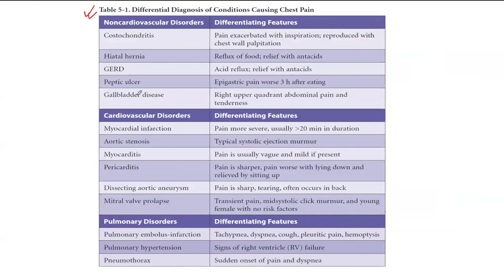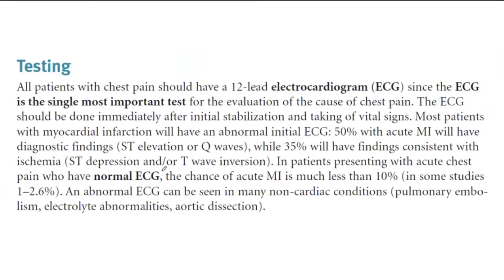So this is a table of all the differential diagnoses of conditions which cause chest pain. You can go through that in your own time, but I have already discussed the important parts from here. So let's say we know the causes or differential diagnosis of chest pain. Once we know that, what are we going to do next? What is the investigation? Any patient coming with sudden onset chest pain or epigastric pain, we will need to do an ECG right away. The next step is ECG.